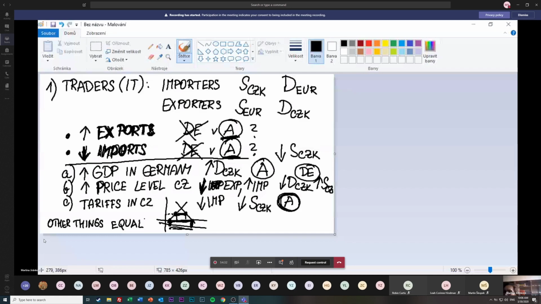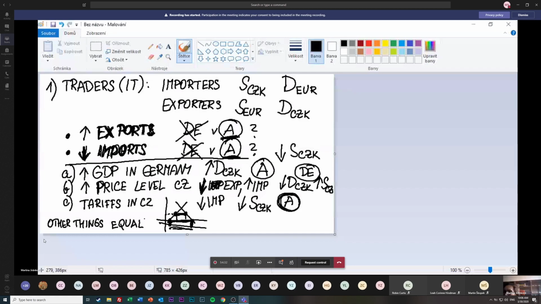So, once more, in all three situations, you should always decide what's happening with exports and imports, and then decide increase or decrease in imports, exports, and then what about the domestic currency. Right? So, this is the first group, importers, exporters connected with the international trade. The second group are investors. Let's go to them.